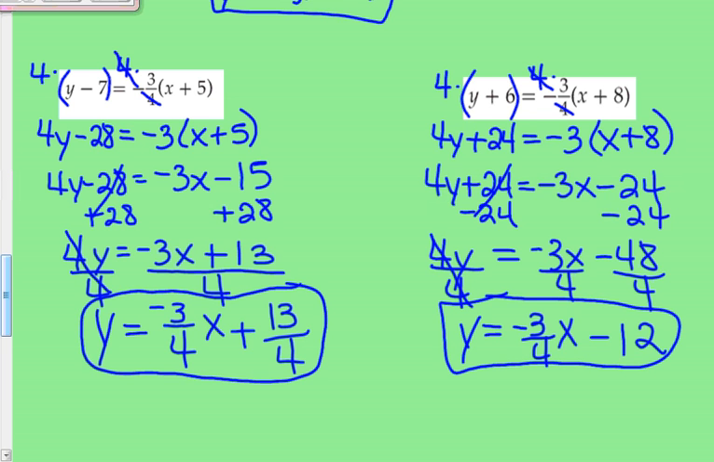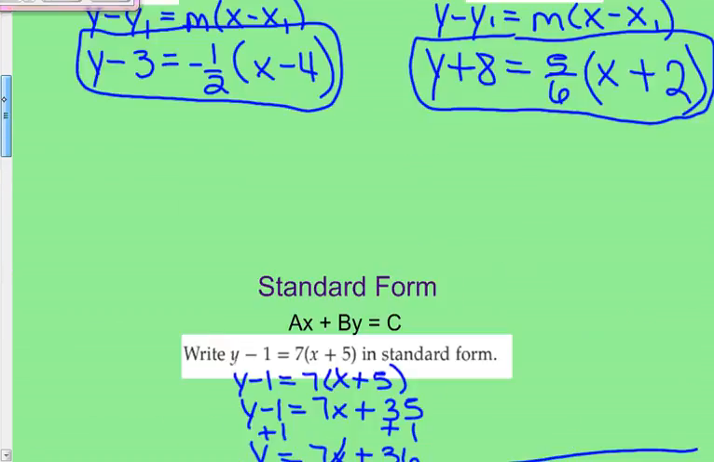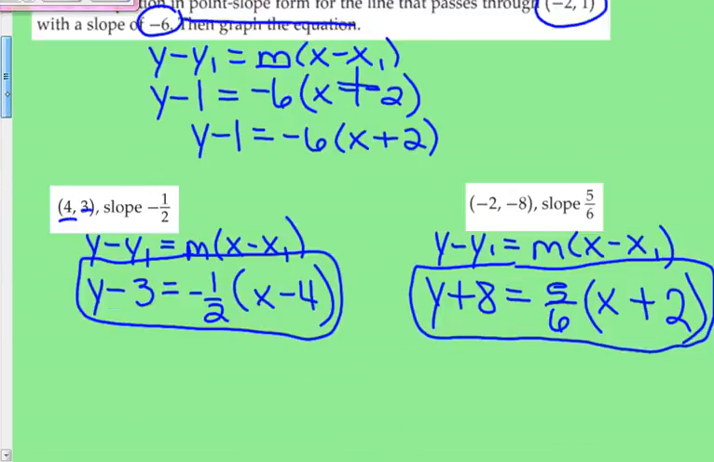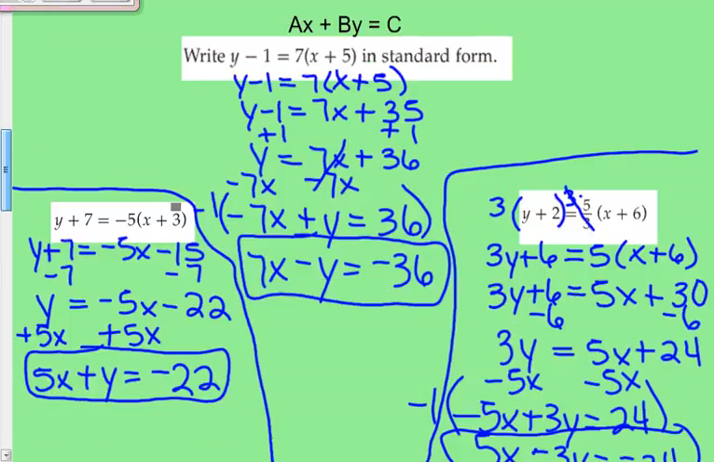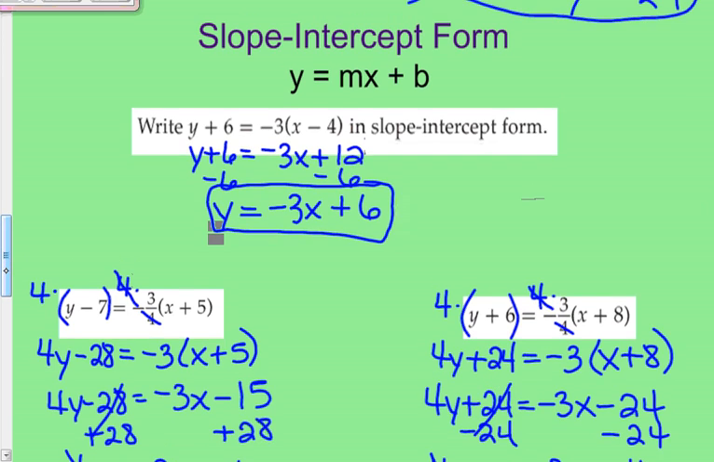So remember, go back through this video several times and watch each section, because that's exactly how your paper is going to look. You will have point-slope form first, then you will have standard form, and then last you will have slope-intercept form. I'll see you in class.